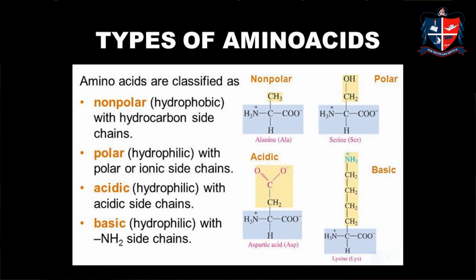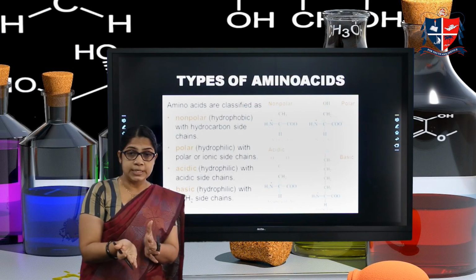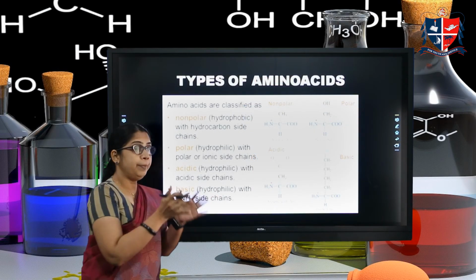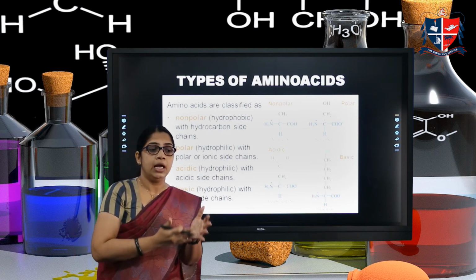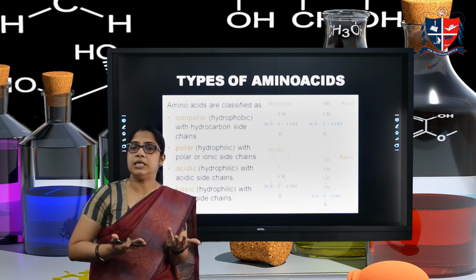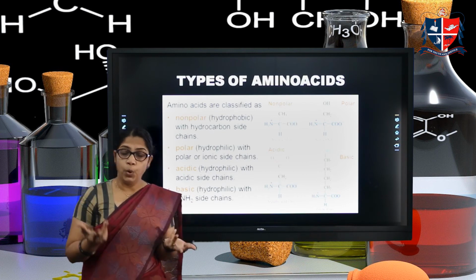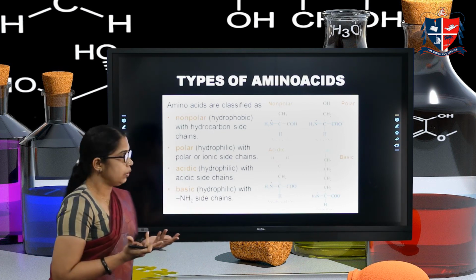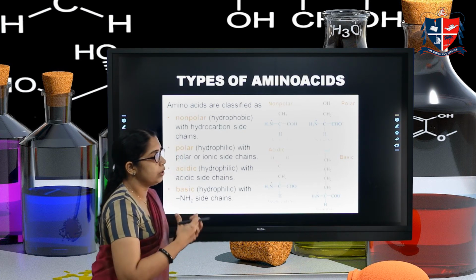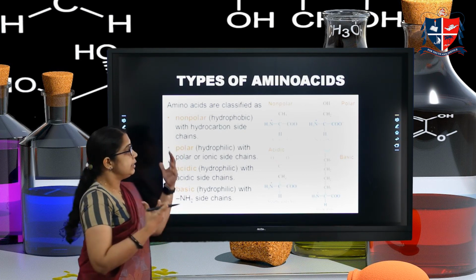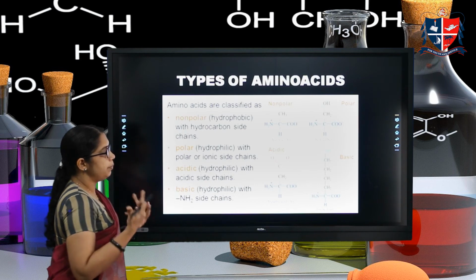One other type of classification is depending upon the acidity, or depending upon basicity, or depending upon the side chain property. Depending upon the side chain property, we can classify amino acids as acidic, basic, neutral or polar, non-polar, etc. So depending upon the acidic character, or depending upon the side chain property, the amino acids are classified as acidic, basic, etc.